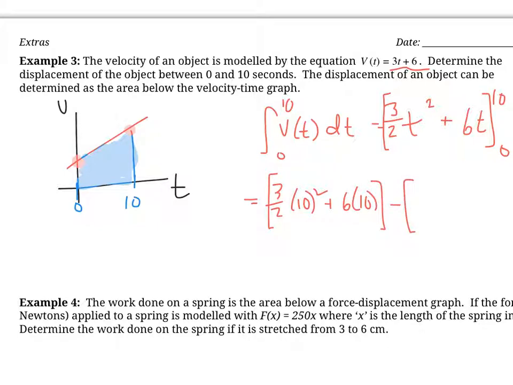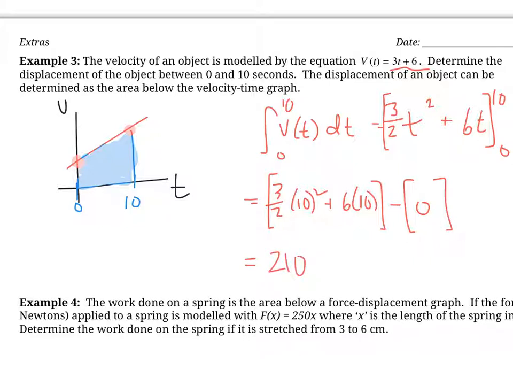And if you notice, the thing evaluated at 0 is just going to be 0 in this case, right? Because the t parts are going to go away and it's just going to be 0. So essentially our integral is going to be just that function. This comes out to 210.